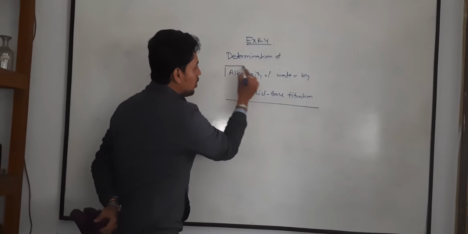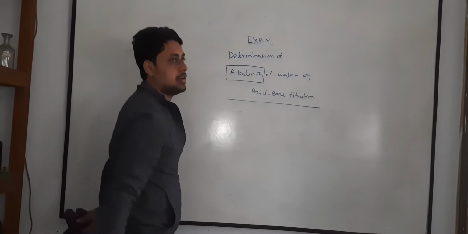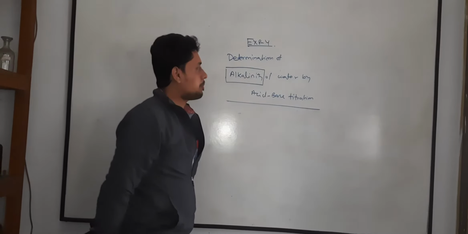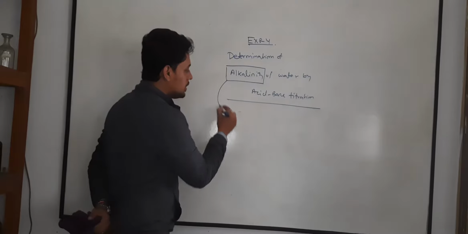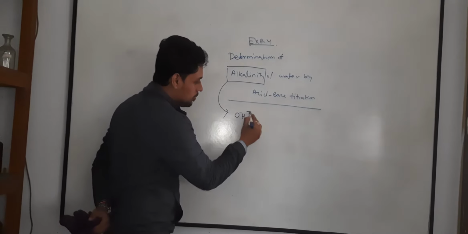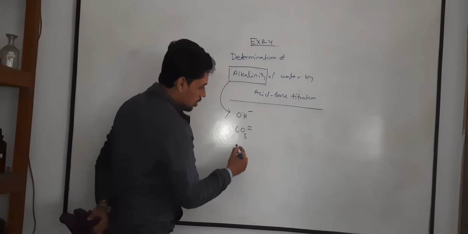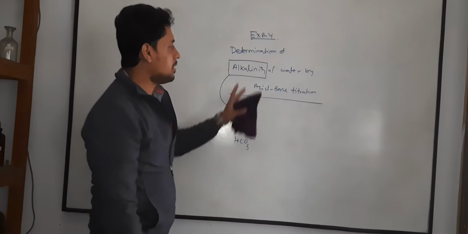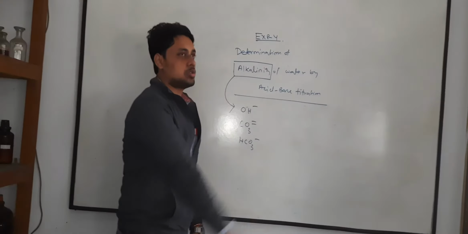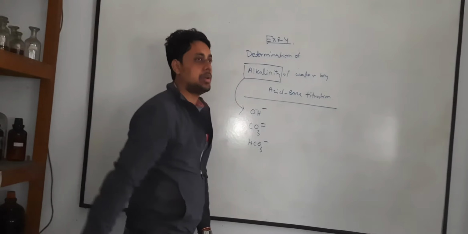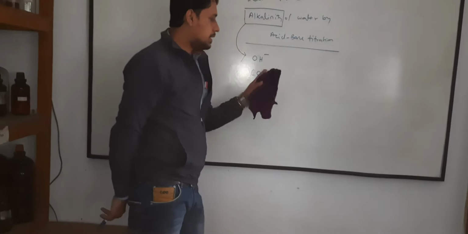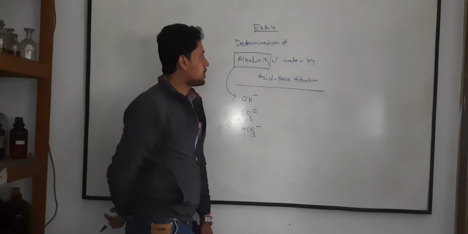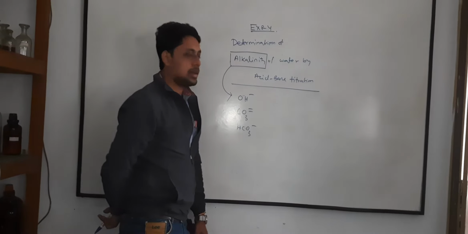Maybe you don't know about this term alkalinity. This is a very important term for water quality analysis: water is alkaline due to the presence of these anions. Actually, there is a huge body of theory behind this experiment, but I will not go through the details. I will just go through the experimental section specifically for alkalinity of water.